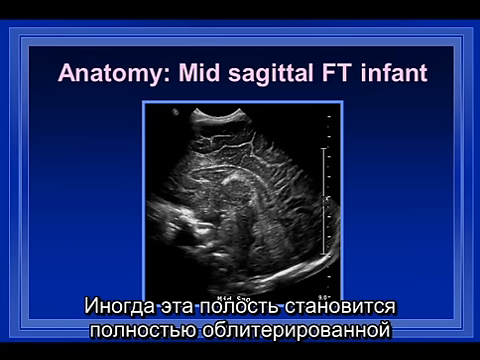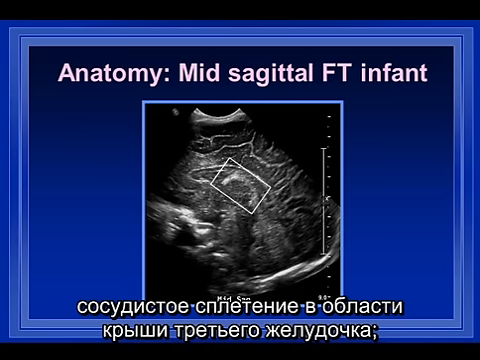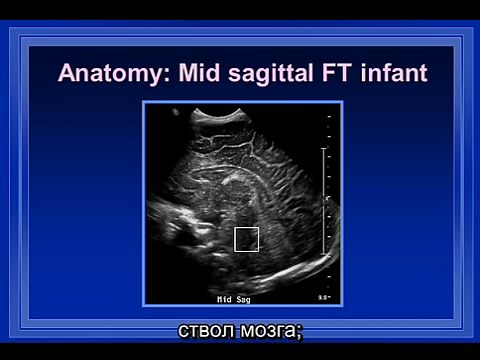Sometimes it is totally obliterated by that age. And here we see the genu, the body, the splenium of the corpus callosum, the choroid plexus in the roof of the third ventricle. Here's the fourth, the brainstem, the cerebellum, and the cisterna magna.